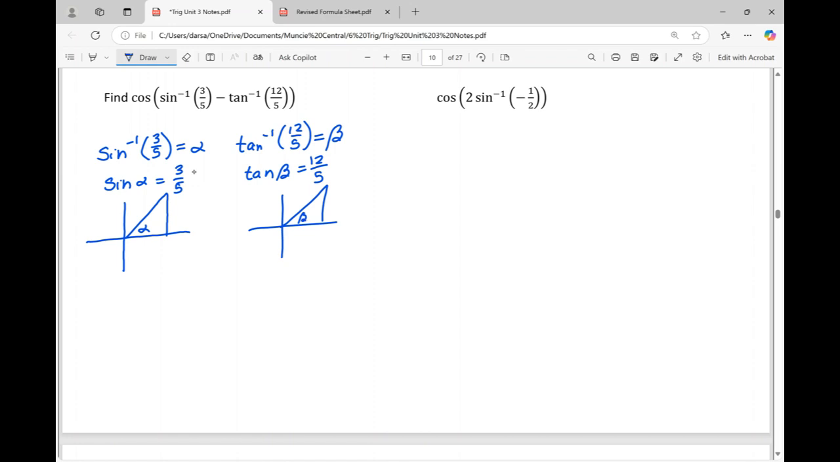And what do we know about these two angles? Well, SOHCAHTOA, sine is opposite over hypotenuse. So the opposite of angle alpha is 3, and the hypotenuse is a 5. We know tangent is TOA, opposite over adjacent. So the opposite of angle beta is 12. The adjacent is a 5. Now we can use Pythagorean theorem, and that will help us find that the adjacent for alpha is 4, and the hypotenuse for beta is 13.